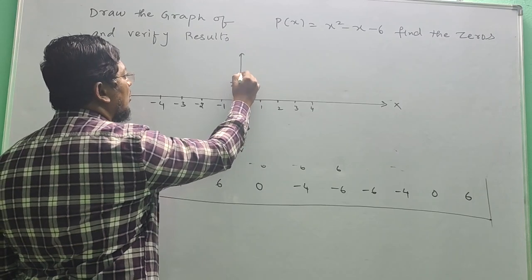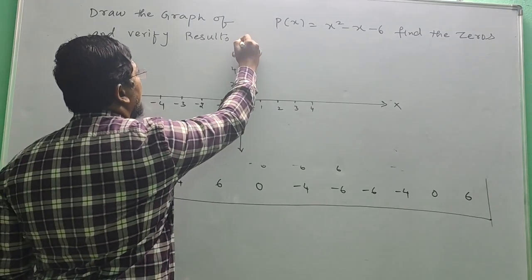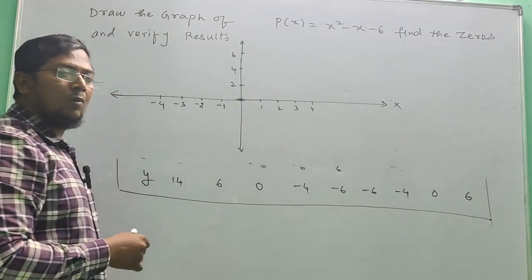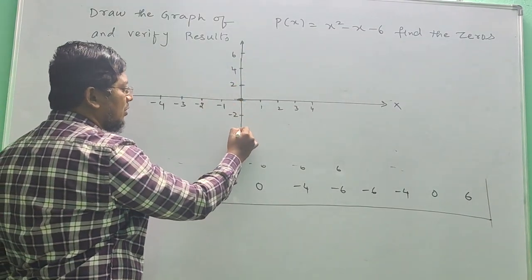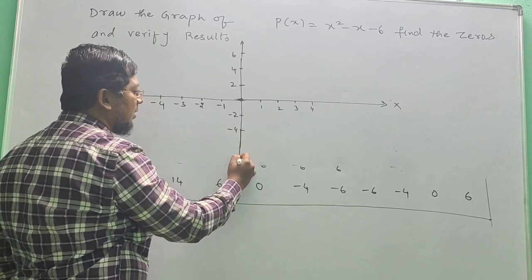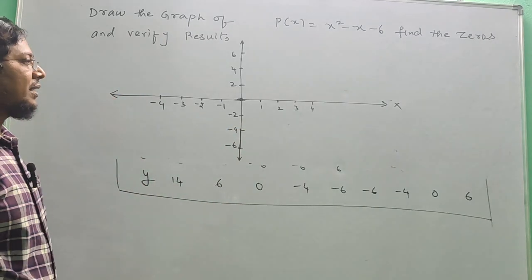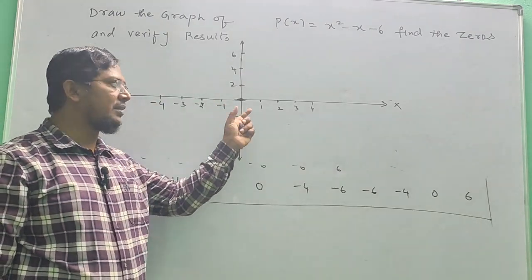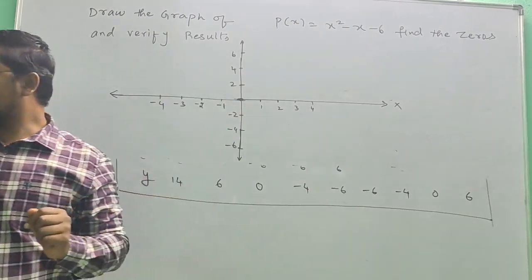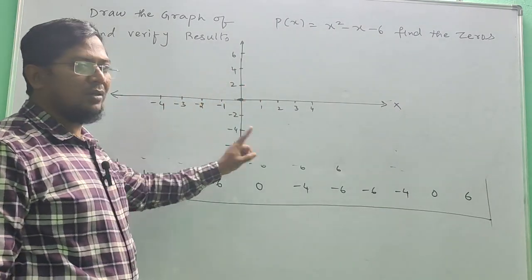Similarly on the y-axis, 2, 4 and 6, because I am selecting on the y-axis 1 centimeter equal to 2 units. -2, -4 and -6, and so on. Already I have said these two perpendicular lines divide the plane into 4 parts. Each part is said to be a quadrant: quadrant 1, quadrant 2, quadrant 3, quadrant 4.